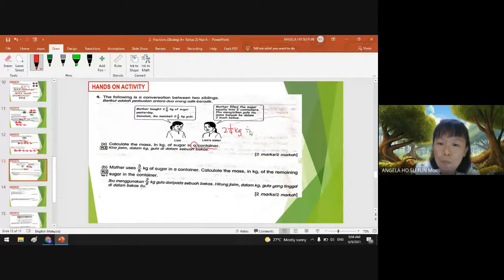Divide, put in 2 containers. So I divide by 2. So change to improper fraction. Times and plus. 4 times 2 is 8 plus 1 is 9 over 4. Okay, change this division to multiplication. This is 2 over 1, now becomes 1 over 2. So your answer will get 9 times 1 is 9. 4 times 2 is 8.